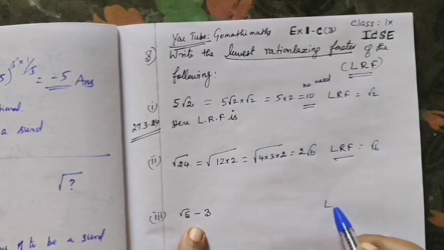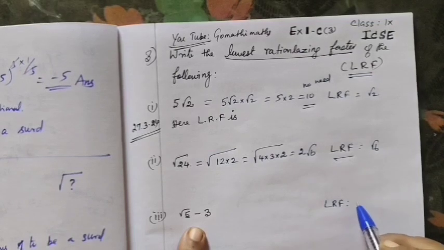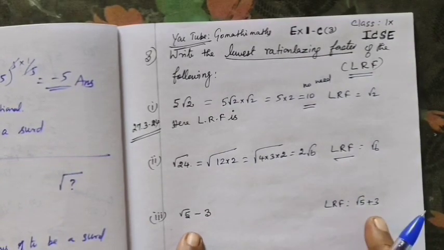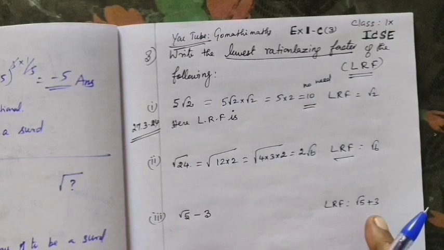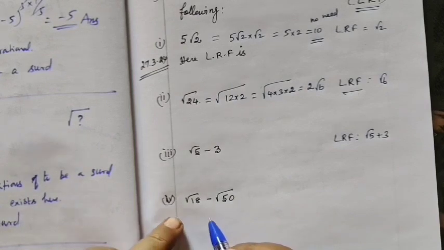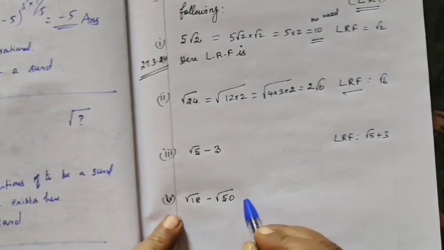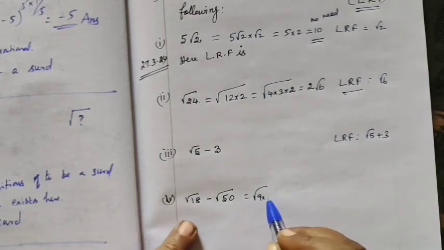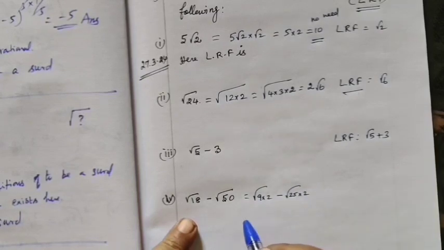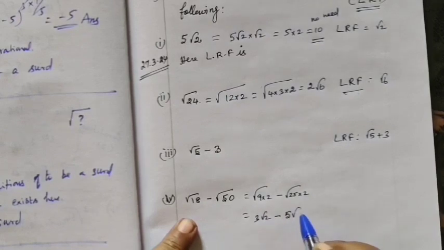Then here the LRF is root 5 plus 3. When you multiply both of these, you get a rational number. Here, simplify and see. Root 18 means root of 9 into 2, minus root of 25 into 2, equal to 3 root 2 minus 5 root 2.